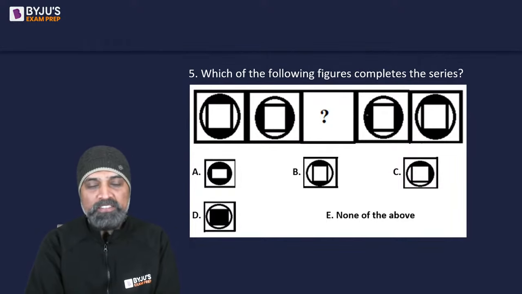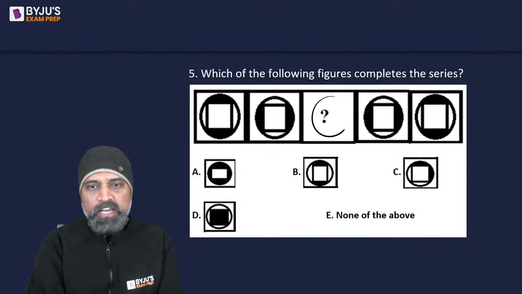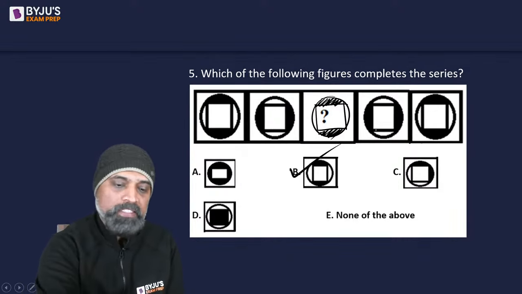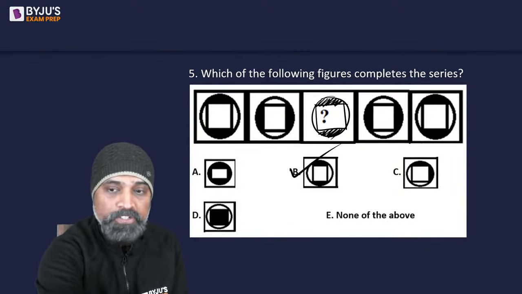Going by this pattern, they are generally alternating, right? So we need to have a circle, inside that we need to have a square, and the shaded portion should be on the top and the bottom, which is north and south, right? From the given options, only one option makes sense, which is B, right? Good, good.